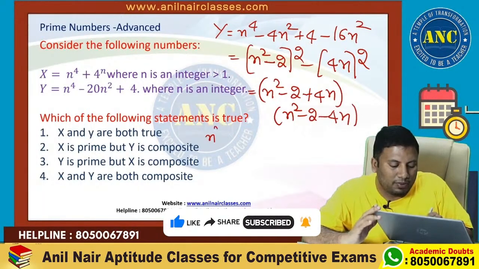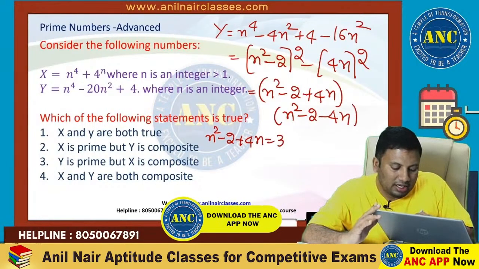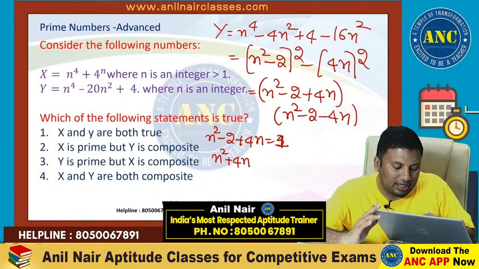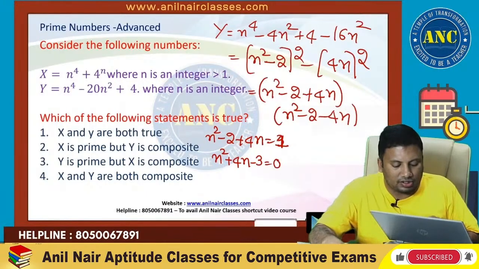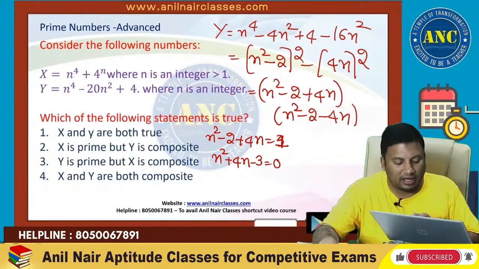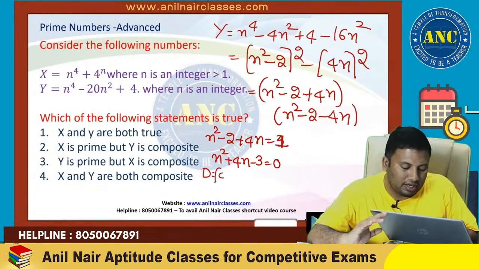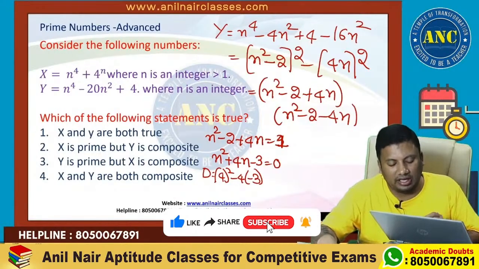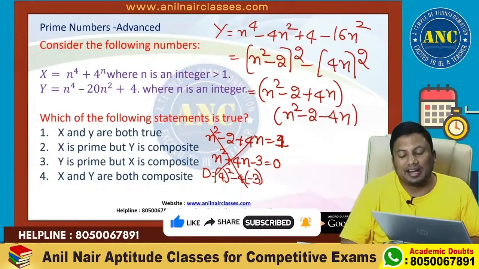One of them should be 1 for the number to be a prime number. Plus 4n equivalent to 1. N square plus 4n minus 3 equivalent to 0. Here D is b square minus 4ac, that is minus 4 into 1 into minus 3, 16 plus 12, 28. D is nothing but an irrational number.